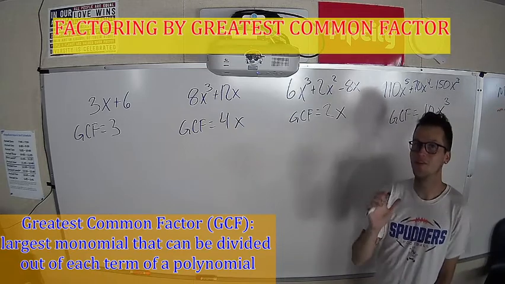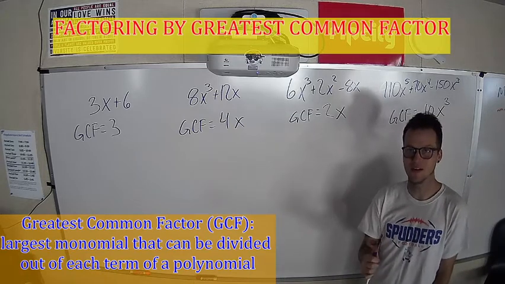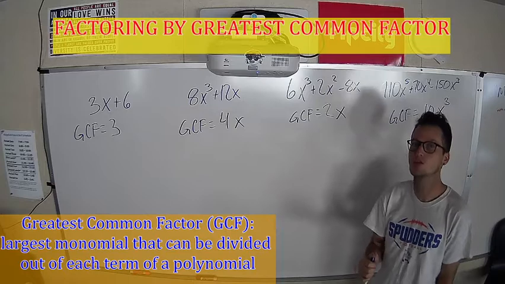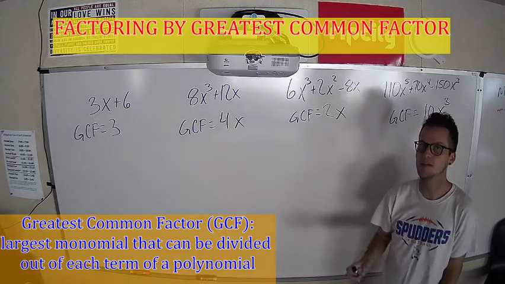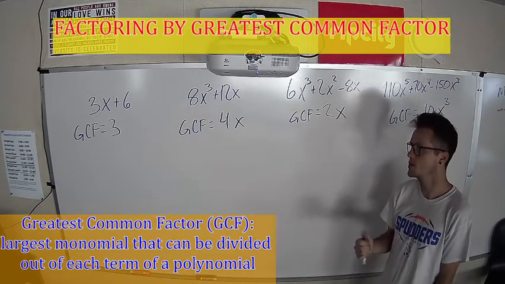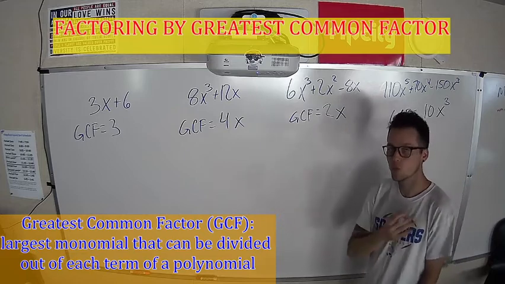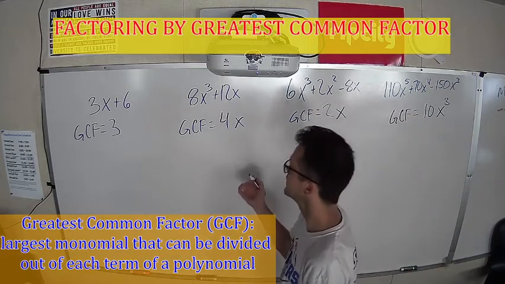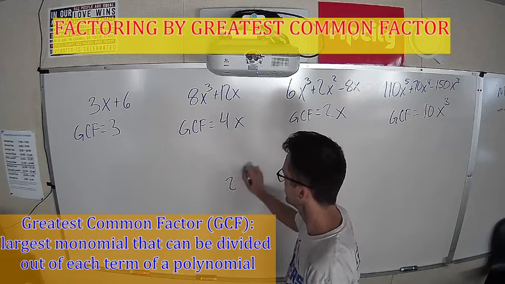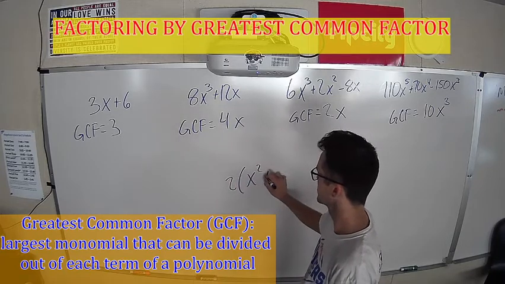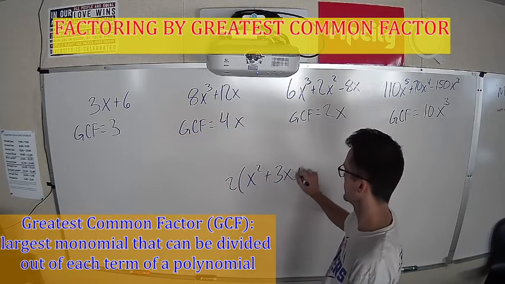Now, we haven't factored yet. We found the greatest common factor, but now we need to do what we're going to call undistribute. That's a very unmathy term. It's just the way that I see it, because we're used to distributing. So say that we have like 2 times, I don't know, x squared plus 3x plus 1.